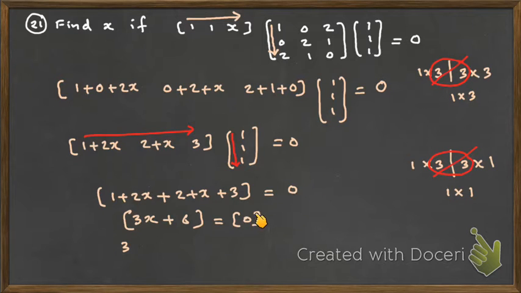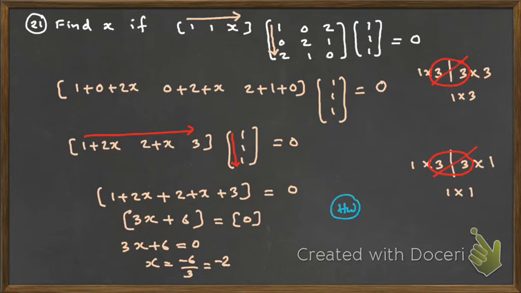In fact, 0 is a 0 matrix. That's how I wrote it this way. And if two matrices are equal, their corresponding elements are equal. So I skip the bracket, I skip the matrix symbol, and I write 3x plus 6 is equal to 0, because two matrices are equal, so their corresponding elements are equal, and there is only one element inside. So 3x plus 6 is equal to 0. So 3x is equal to minus 6, x is equal to minus 6 divided by 3, which is minus 2.